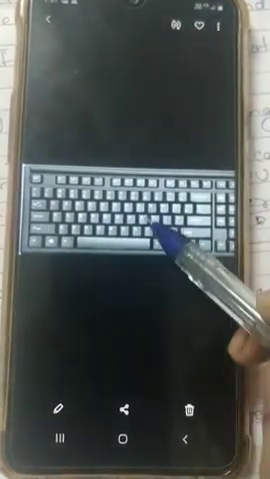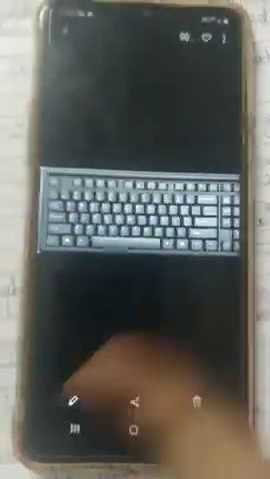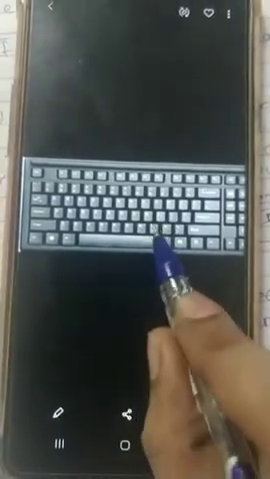Okay, and what are these known as? The small buttons are known as keys. What are these known as? Keys. In this, you are able to see the alphabets are present.